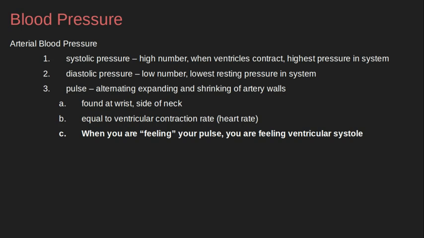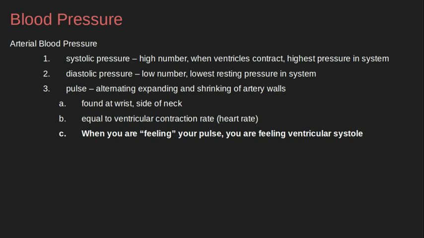Blood pressure. So the arterial blood pressure, you have systolic pressure, which is the high number. Like when someone takes your blood pressure, that's the high number. When ventricles contract, that's the highest pressure in the system. The diastolic pressure is the low number. That's the lowest resting pressure in the system.